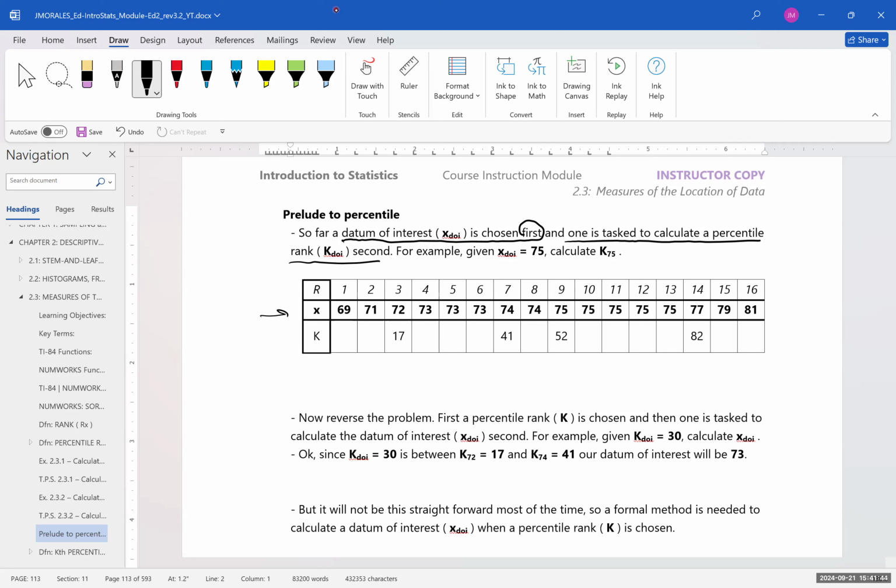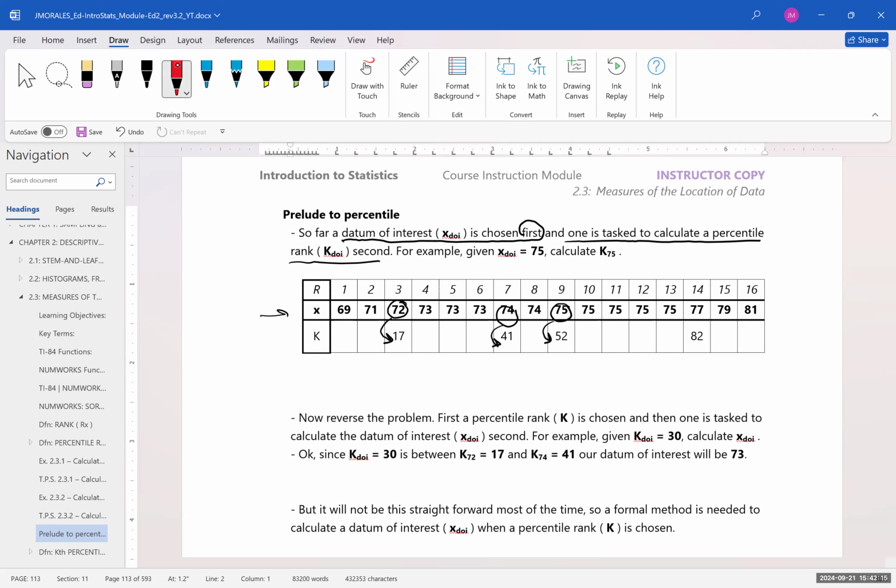And so far, every time, you were told to calculate the percentile rank given a datum of interest. Starting with a datum of interest, calculate a percentile rank. So we've been given a datum first to start from, and then calculating the percentile rank of that second.